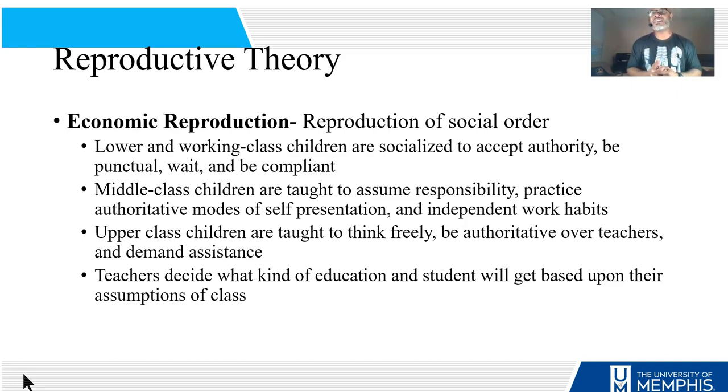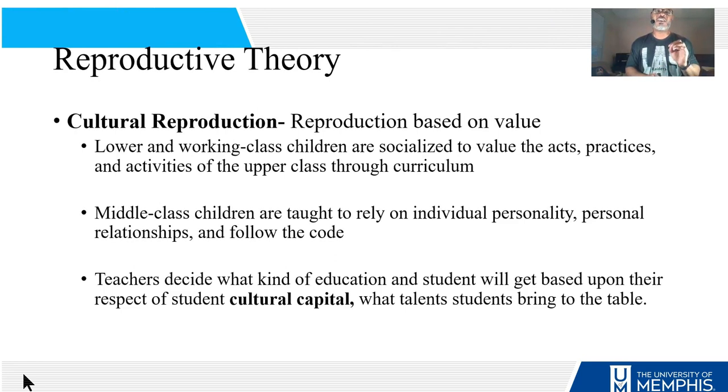But teachers decide what kind of education and what kind of student will get based on their assumptions of class. So if I assume you are of a particular class, that tells me how to teach you. Sounds kind of depressing, but it's a little true. In cultural reproduction, we're reproducing people based on a set of values. Now, while that sounds good, you have to question whose values, who made these values, who thought that these values were worthwhile? That's important to consider and think about as you think about how we reproduce culture in society.